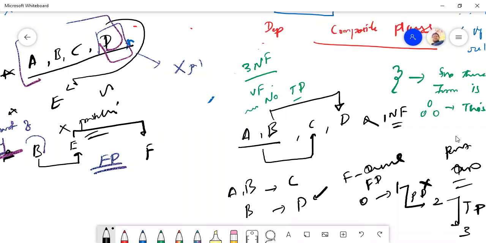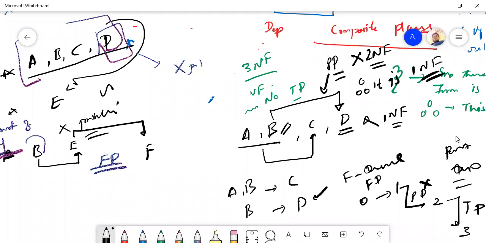Now D is depending only on B, so you can find there is a partial dependency. If you find partial dependency, it is not second normal form. So it is first normal form. Simply we can conclude the case.